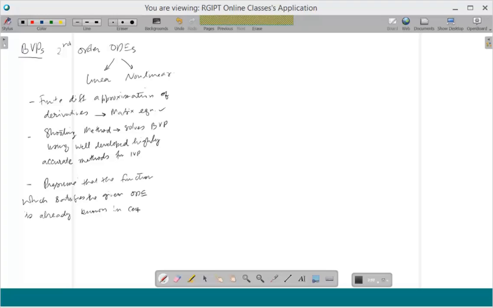What do you mean? If I know the answer, what is the need of doing all this exercise? So it's known and it's still not known. What is it that is not known? You construct a function which will have some unknown parameters, which I need to find out.